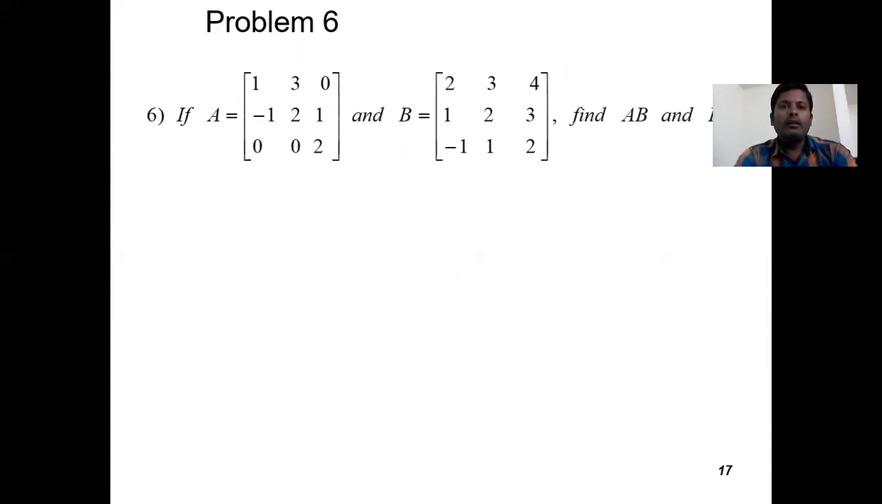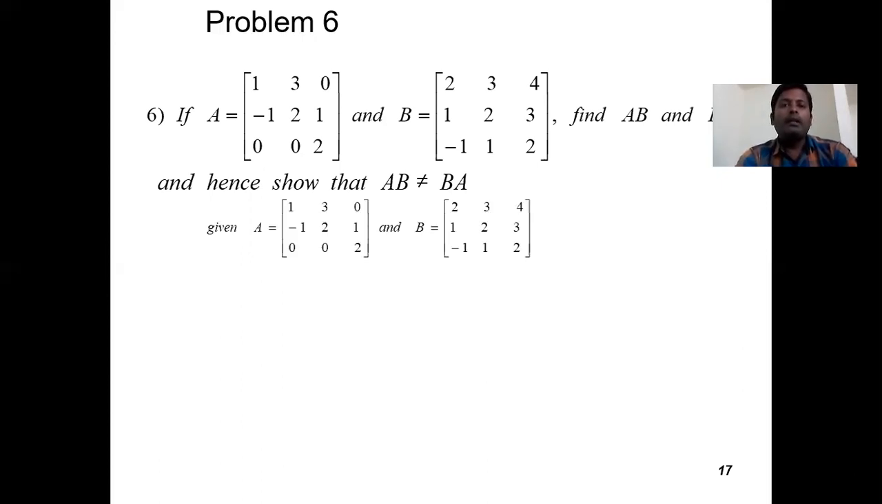Okay, next we go to problem number 6. Here, if A is equal to 1 3 0, minus 1 2 comma minus 1, 2 1 0, 0 0 2, and B is equal to 2 3 4, 1 2 3, minus 1 1 2, find AB and BA, and hence show that AB is not equal to BA. Given A is 1 3 0, minus 1 2 1, and 0 0 2, and B is also given as 2 3 4, 1 2 3, minus 1 1 2.